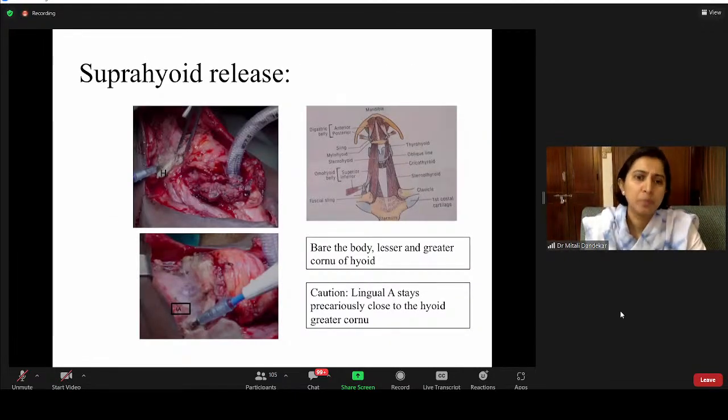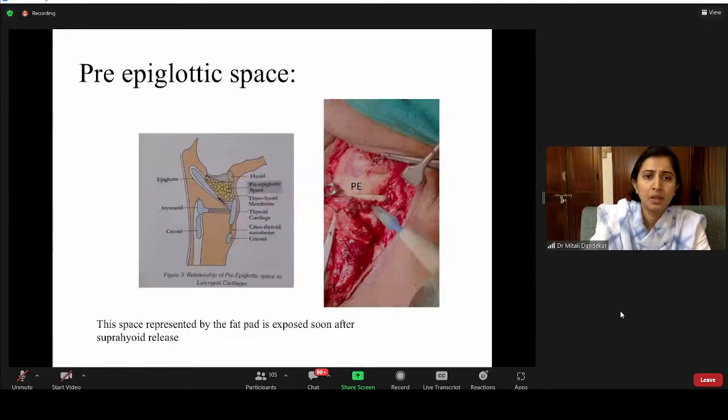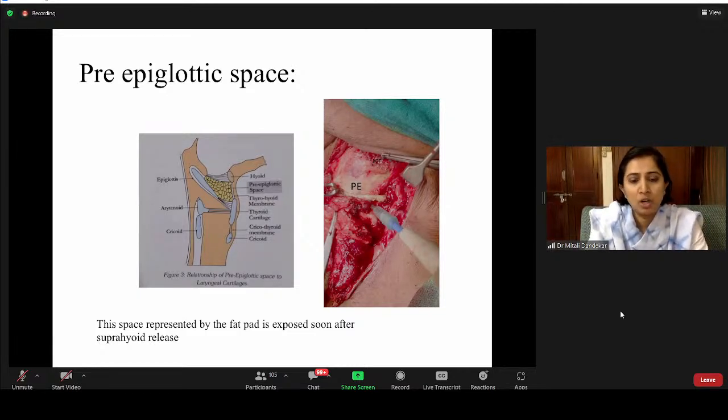We then move on to suprahyoid release. Once here, the body of the hyoid and the lesser and greater cornu are bared by going in close proximity to the bone to release the suprahyoid musculature, because the lingual artery stays very precariously close to the hyoid greater cornu, and all attempts must be made to identify and preserve the lingual artery there. Once the hyoid bone is released, the pre-epiglottic space, the fat pad, is exposed. And as we move on into the presentation, we would delve more into management of the pre-epiglottic space.